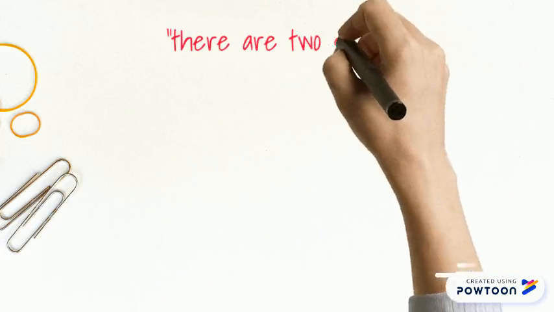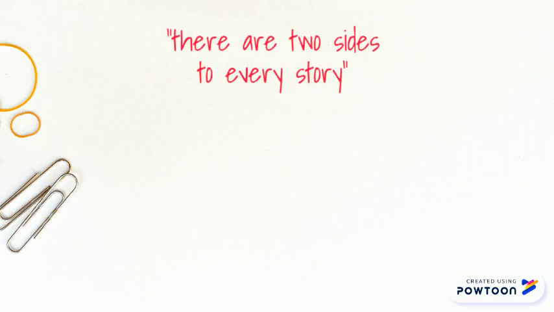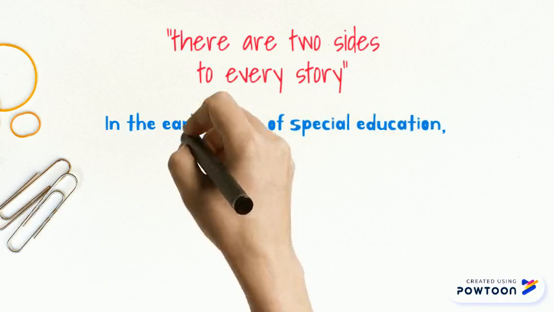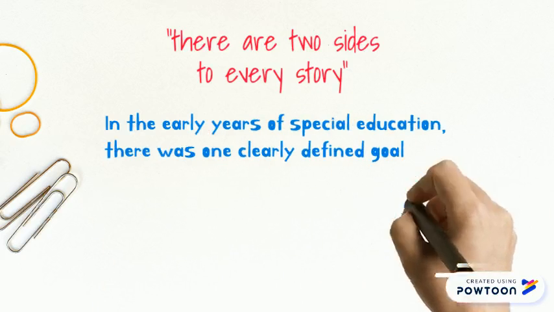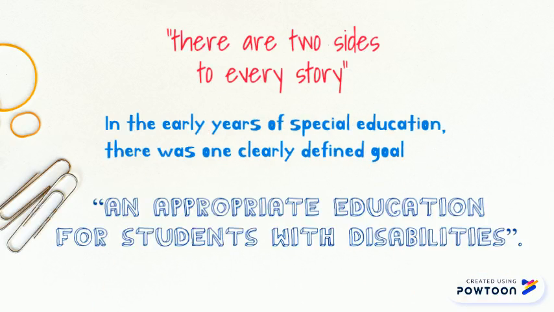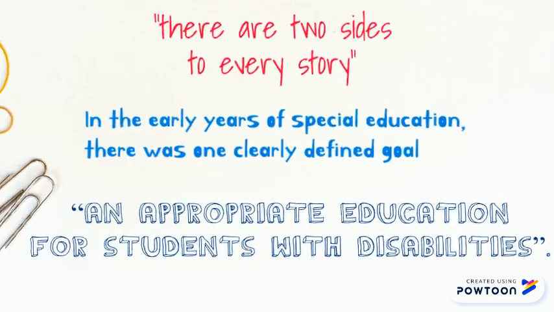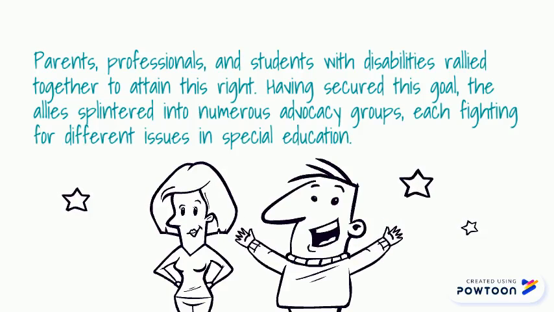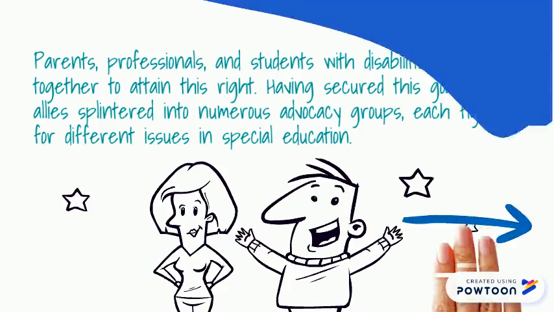The adage, there are two sides to every story, especially applies when talking about special education. In the early years of special education, there was one clearly defined goal: appropriate education for students with disabilities. Parents, professionals, and students with disabilities rallied together to attain this right. Having secured this goal, the allies splintered into numerous advocacy groups, each fighting for different issues in special education.